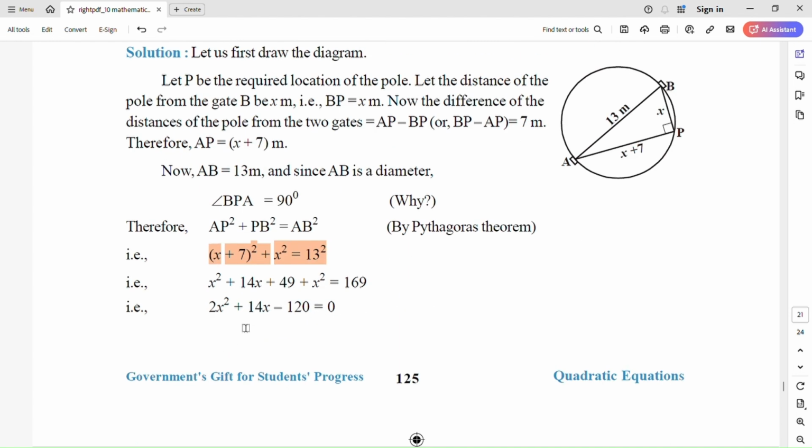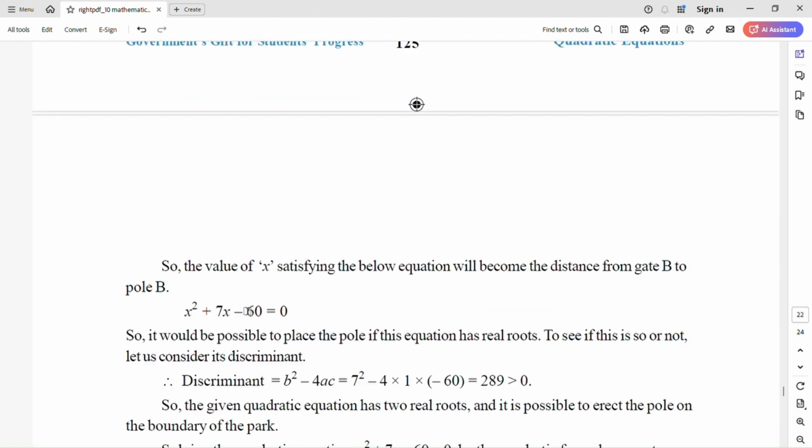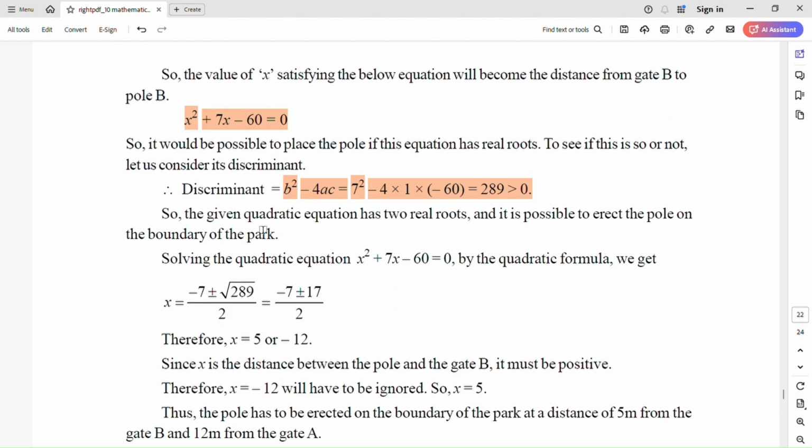So you simplify, and this is the quadratic equation you will get. Or further you can divide it by 2. Now the discriminant part, b square minus 4ac equal to 289. So this is good actually. It is positive, so we will have two real roots, greater than 0, right? So now the roots are minus 7 plus or minus square root of 289 divided by 2.